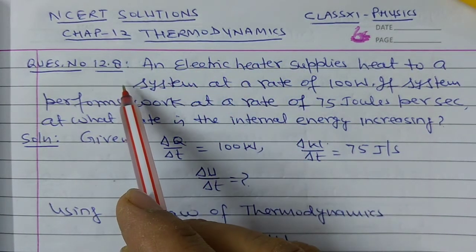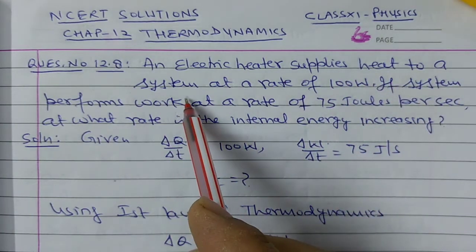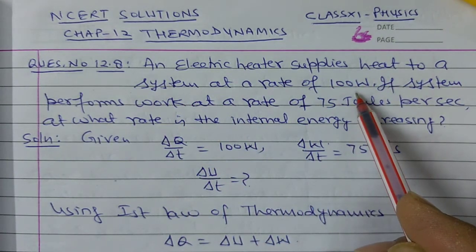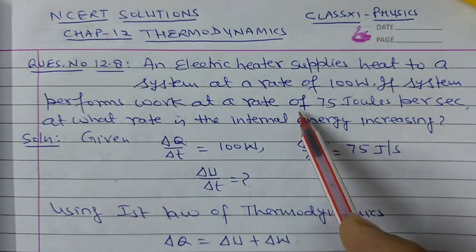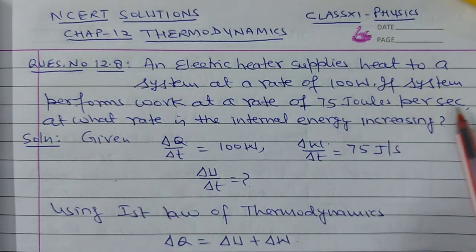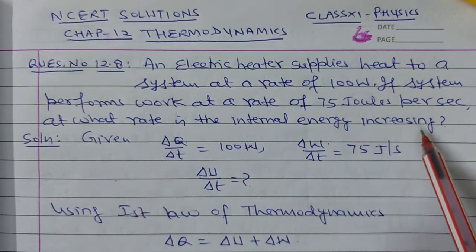Question number 8. An electric heater supplies heat to a system at a rate of 100 watt. If the system performs work at a rate of 75 joules per second, at what rate is the internal energy increasing?